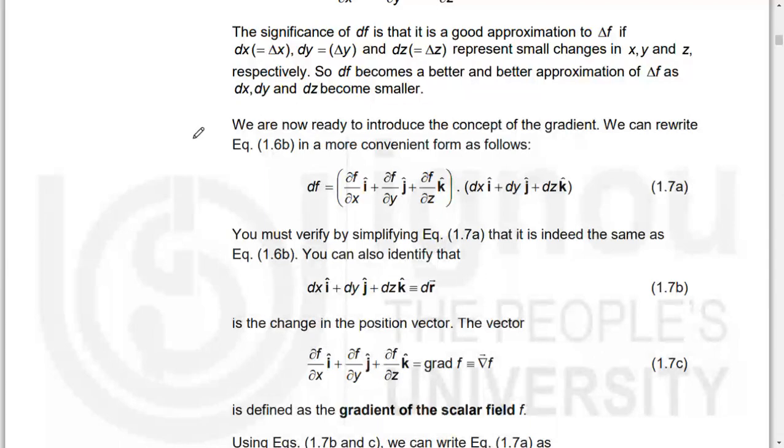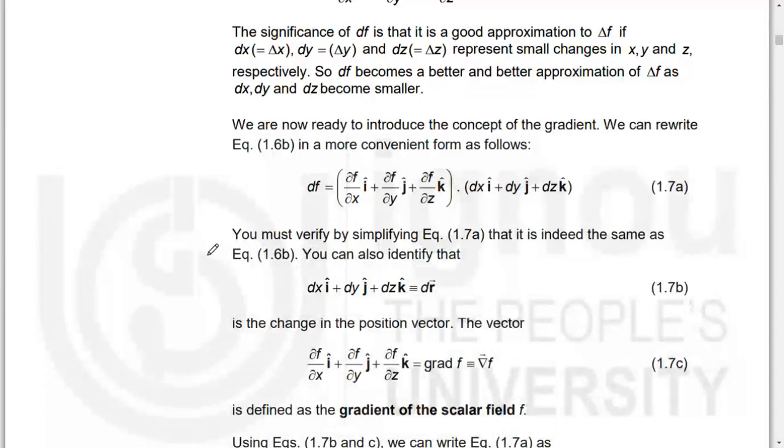We can rewrite equation B in a more convenient form as follows: df equals diff f by dx i cap plus diff f by diff y j cap plus diff f by diff z k cap, into dx i cap plus dy j cap plus dz k cap. You must verify by simplifying equation A that it is indeed the same as equation B.